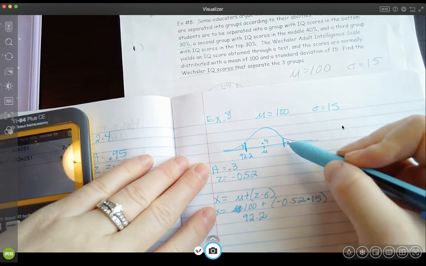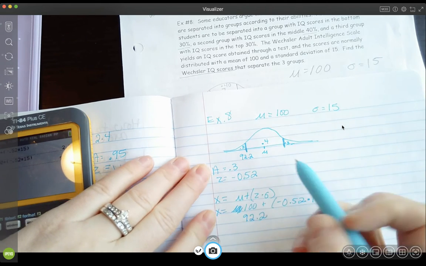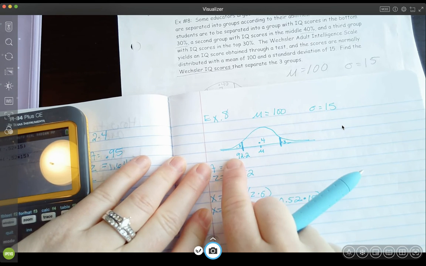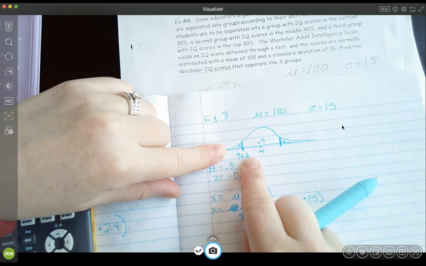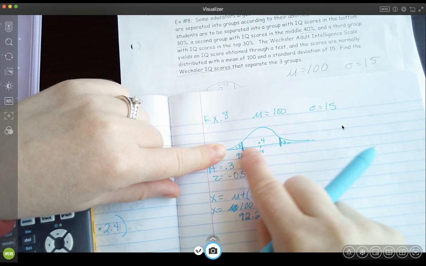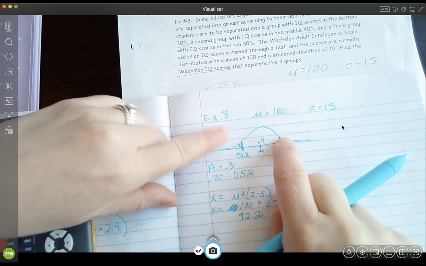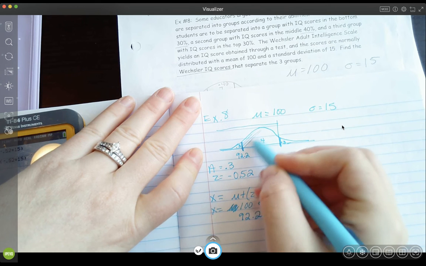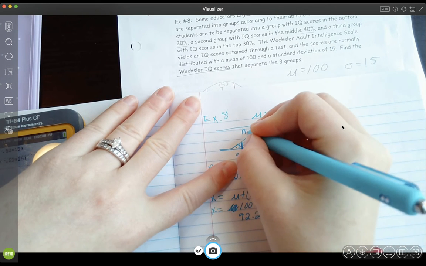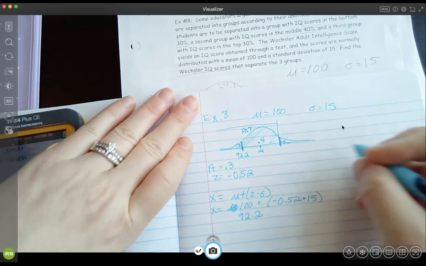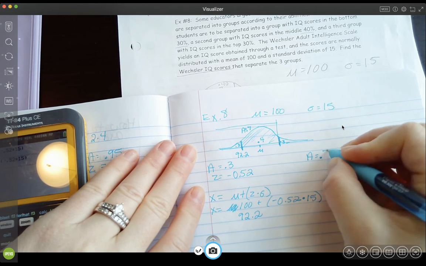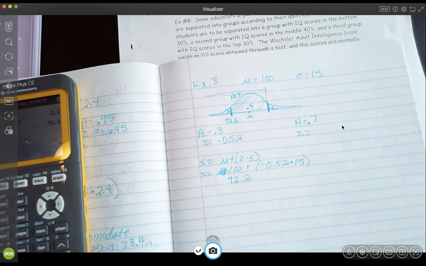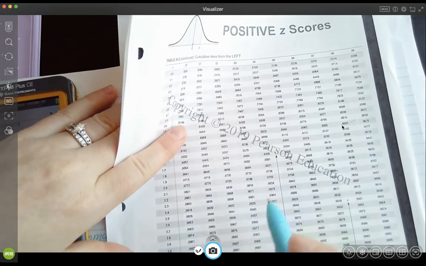IQ score. Okay, so now we need to go up and find out what this is. So we're only going to have two numbers, really. So below 92.2 is 30%. And then this is between 92.2 and whatever that is. So we actually need to look at what this whole area is right here. If that's 0.4, then the whole area is 0.7. So we're going to say that the area is 0.7. So we need to find our z-score. So it's on the positive one. So 0.7.